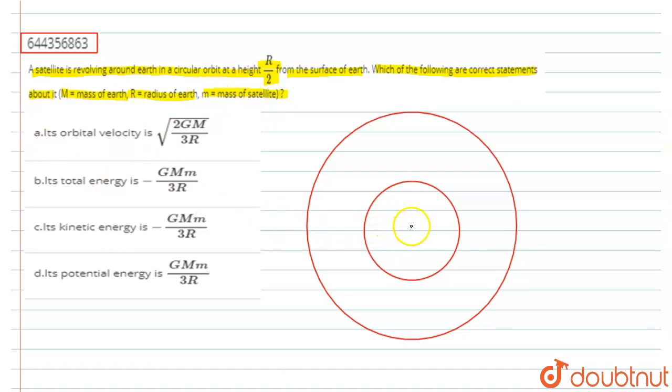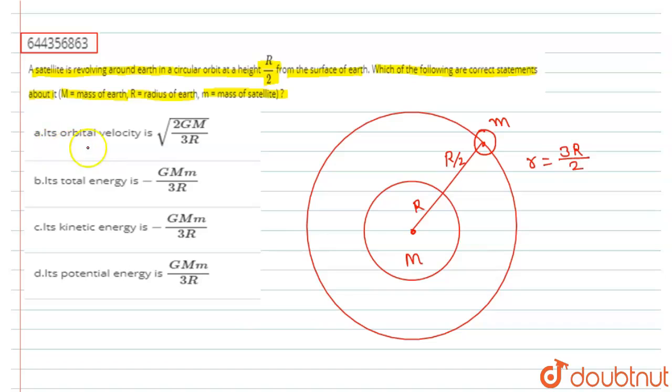So let us consider this is the Earth, and the radius of the Earth is given, that is equal to r, and this height h is given as r/2. This is r/2, and this is r. So the total we can write is 3r/2. Now the mass of the Earth is given, that is equal to m, and let us consider this is the satellite, and the mass of this satellite is given as small m.